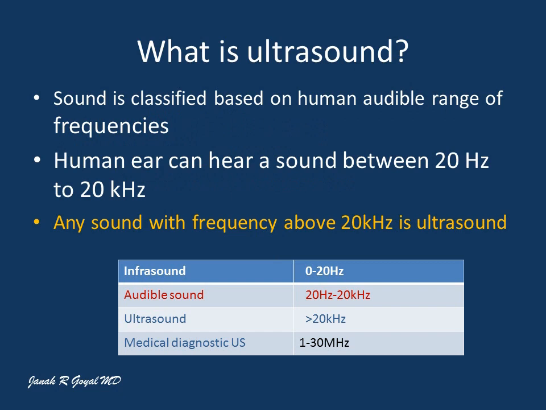So what is ultrasound? Sound is classified based on the human audible range of frequencies. The human ear can hear a sound between 20 Hz and 20 kHz. So any sound with a frequency above 20 kHz is ultrasound. So here is a little box showing you all the classifications: the audible sound between 20 Hz to 20 kHz, the ultrasound more than 20 kHz, and the medical diagnostic ultrasound, which usually uses frequencies between 1 and 30 megahertz.